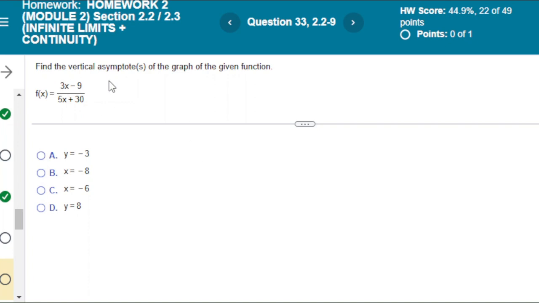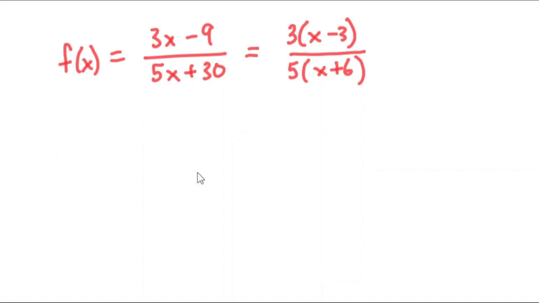Okay, find the vertical asymptotes of the graph of this. Well, what we need to do is to find the value of x that makes the denominator be 0. So notice right here, I factored the denominator. 5 times x plus 30, we can pull out a 5. It's 5 times x plus 6. Now, I also factored the numerator. It's 3 times x minus 3. But notice that x equals -6. That's going to be our vertical asymptote. By the way, we'd have a horizontal asymptote, y equals 3/5.